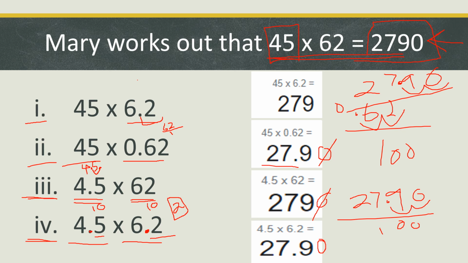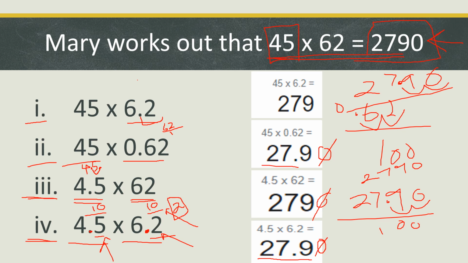and you'll get 27.9, because 4.5 and 6.2 are each divided by 10. So we divide 2790 by 10 first, so we'll get 279, and then we divide by another 10 and we'll get 27.90. But since 0 doesn't have any value, we're just going to cut it and we'll get the answer 27.9.